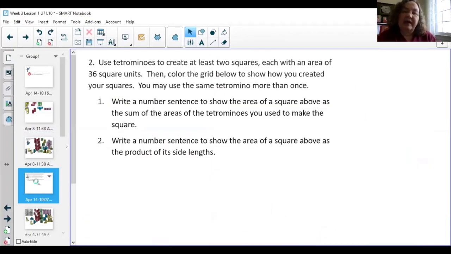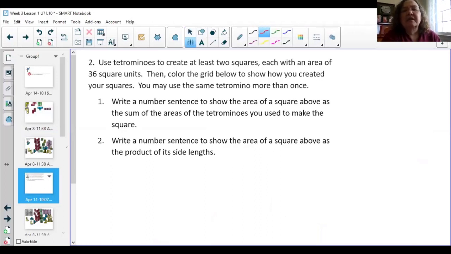Okay, now we're back, and question number 2 says, use tetrominoes to create at least 2 squares, each with an area of 36 square units. Then color the grid below to show how you created your squares, and you may use the same tetromino more than once. But I have to think about what I just read. So the first thing is, how many squares do I have to make? I have to make 2. Okay, so 1 is not going to be enough. I have to make 2.